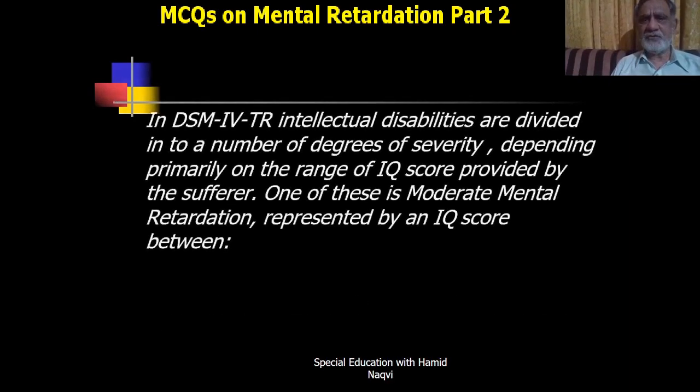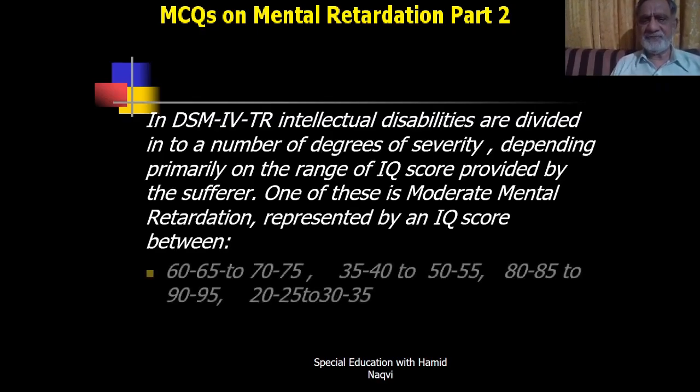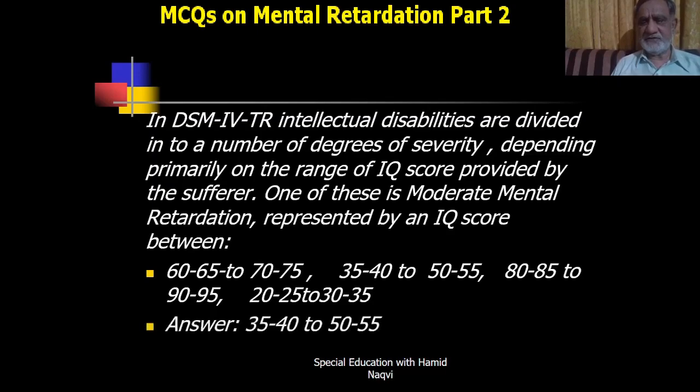In DSM-4 TR, intellectual disabilities are divided into a number of degrees of severity, depending primarily on the range of IQ scores provided by the sufferer. One of these is moderate mental retardation, represented by an IQ score between 60-65 to 70-75, 35-40 to 50-55, 80-85 to 90-95, or 20-25 to 30-35. Correct answer is 35-40 to 50-55.